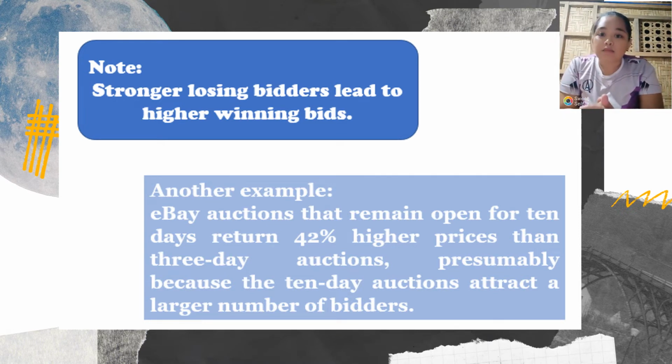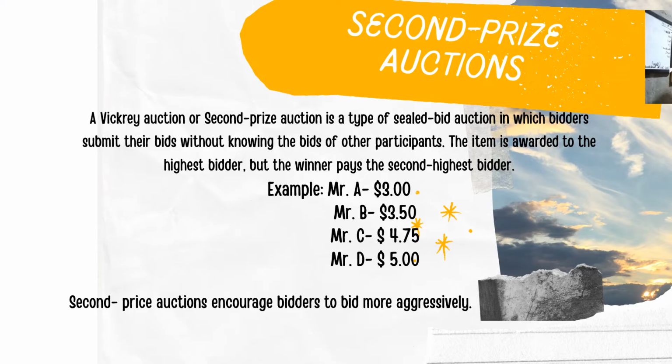Another example is eBay auctions that remain open for 10 days. Ten-day auctions return 42% higher prices than 3-day auctions, presumably because 10-day auctions attract a larger number of bidders. So let's proceed to the second price auction.